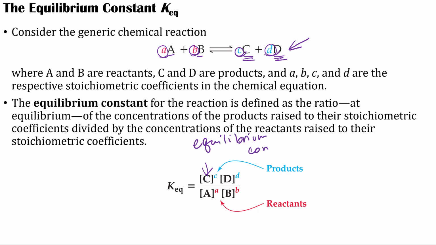They can't be any time during the reaction. They have to be at equilibrium. And we plug those in for C and D. And then we do the same thing for A and B. And we raise the concentration of C to its coefficient. We raise the concentration of D to its coefficient, and so on and so forth. And so this is what we call the equilibrium expression.